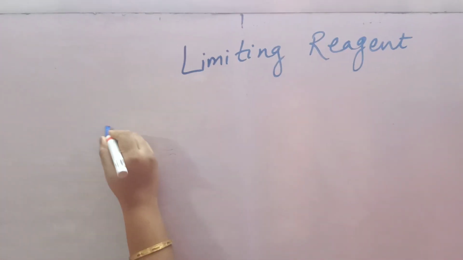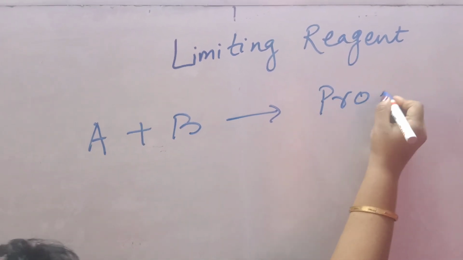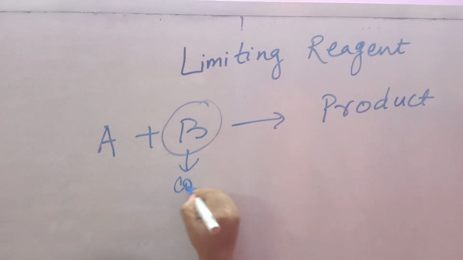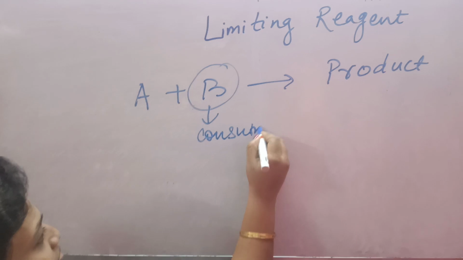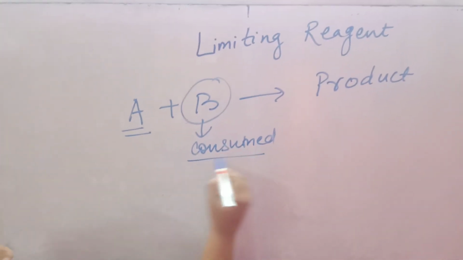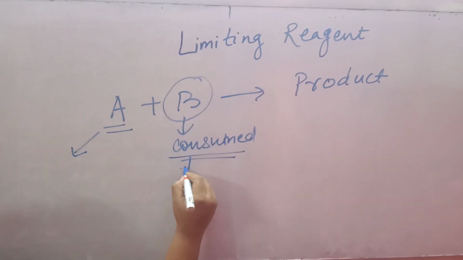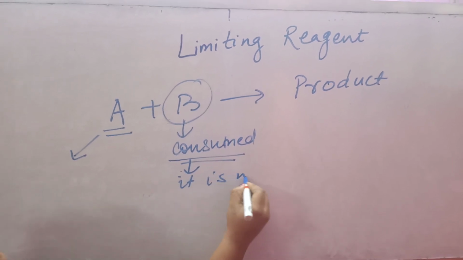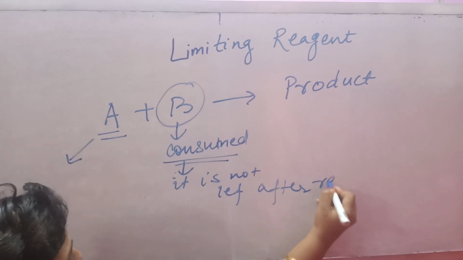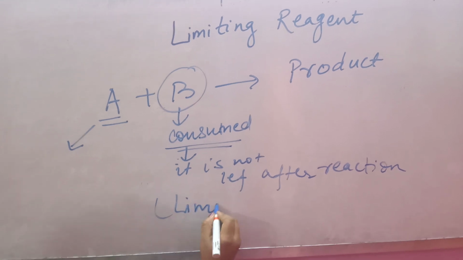Suppose there are two reactants, A and B, and they react to give product. And suppose B is completely consumed to react with this A. That means B is totally consumed, so no B is left after the reaction, but A is left. So this will be called limiting reagent.